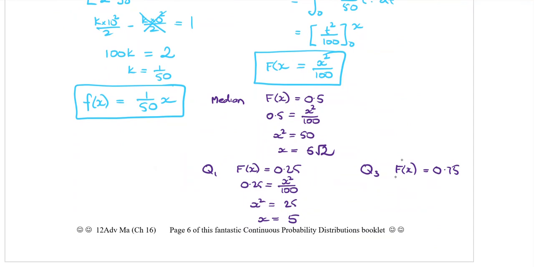Solving the other one, 0.75 equals x squared over 100. So x squared is equal to 75, and the square root of 75 is 5 root 3.